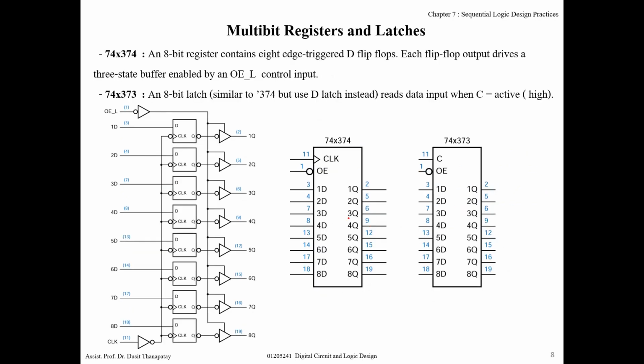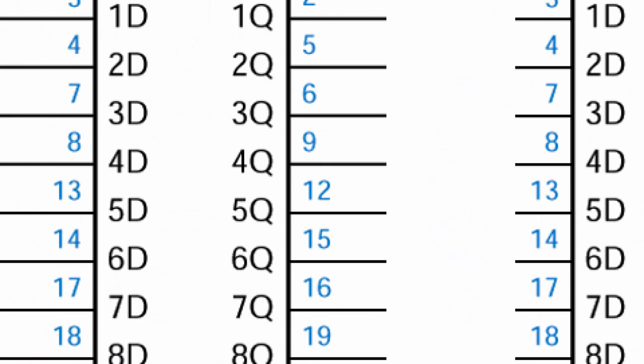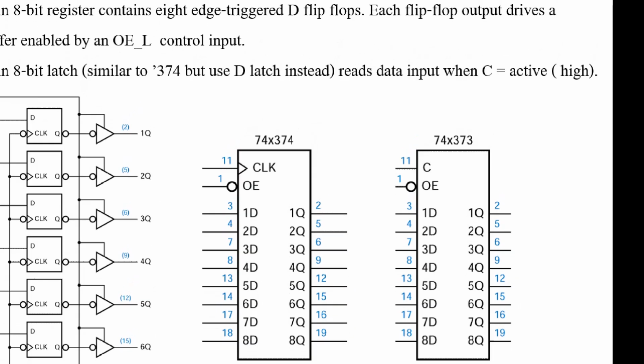And for IC number 374, this one is 8-bit. 1, 2, 3, 4, 5, 6, 7, 8, okay, 8 bit. It contains 8 D flip-flops inside, controlled by this one, the clock. And this is output enable.